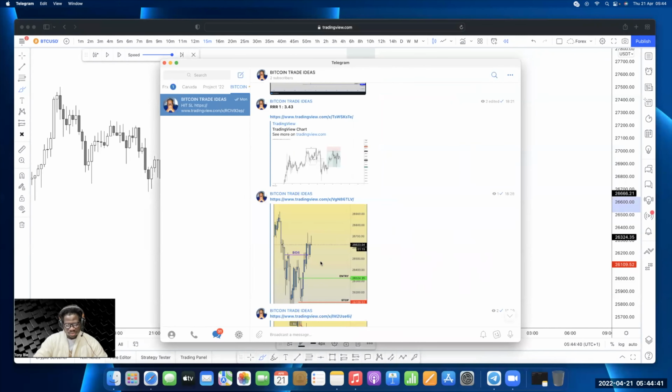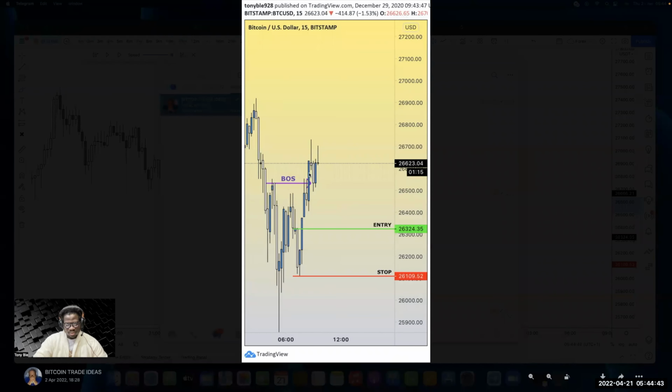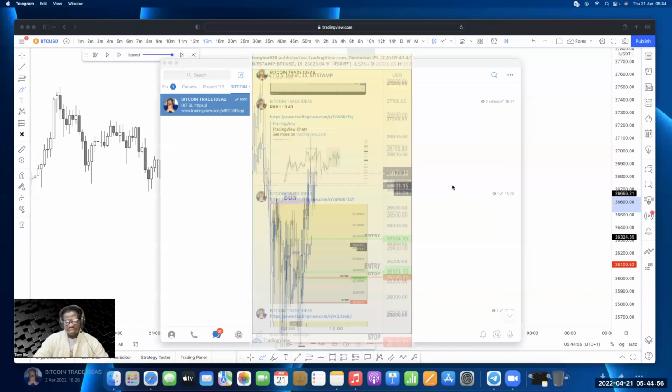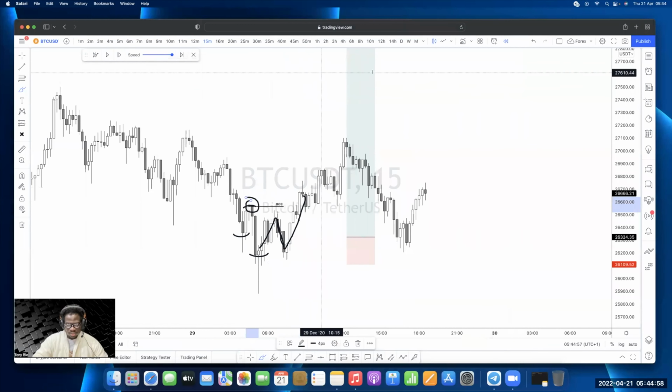I was able to see it on the 15 minutes time frame. So this is 15, 30, that is an hour, right? 1 hour 15 minutes after, I was able to spot it quickly. Okay, we have a break of structure. I should be looking for buy opportunities now, okay?